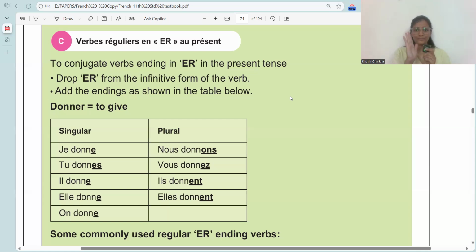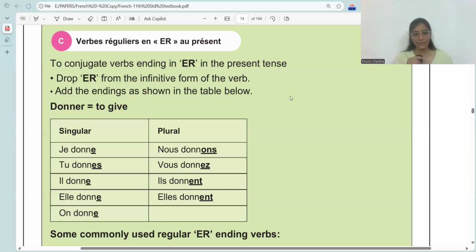Firstly, as you can see, the verb given is donner. Donner means to give. The verb donner ends with er, so it is known as a regular er ending verb. Regular means what? I have explained this in my previous videos as well. Regular verbs are verbs which have a specific, repetitive pattern. And an irregular verb is a verb which you have to learn by heart. There is no choice.